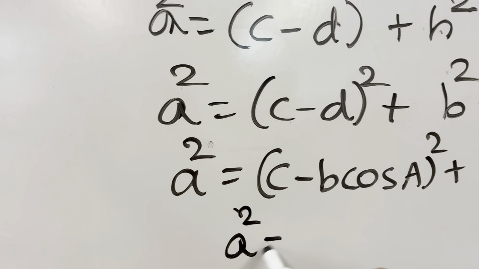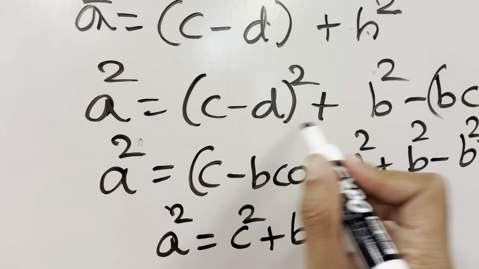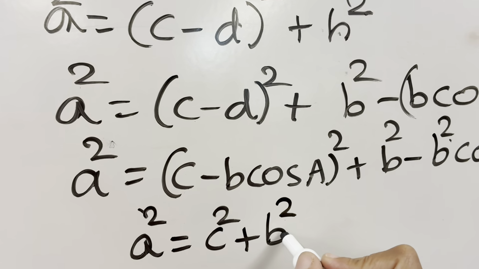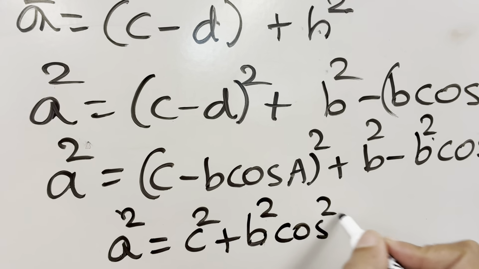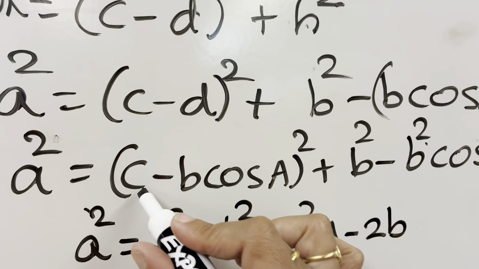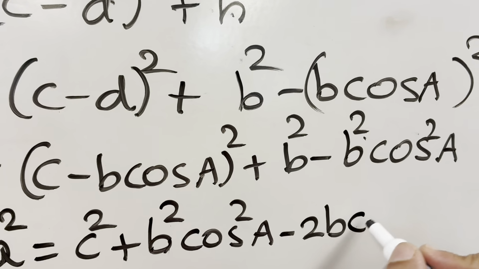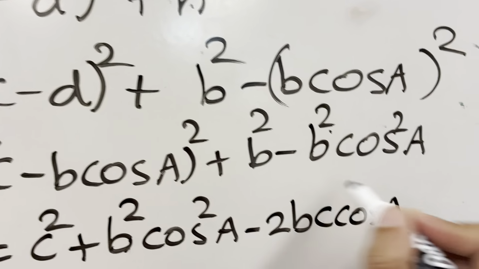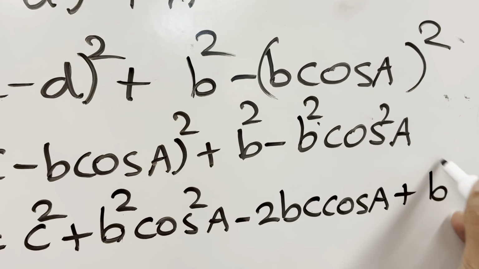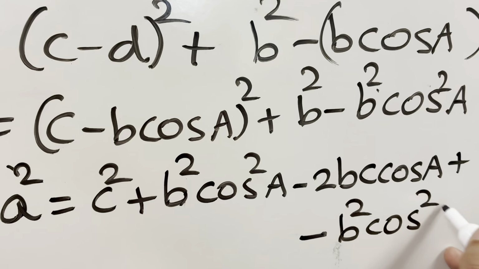a square is equal to c square plus, for the value of b I have b cos A, so it becomes b square cos square A, minus 2 into a into b. So a here is c and b here is b cos A, so minus 2 b c cos A, and I have b square minus b square cos square A.